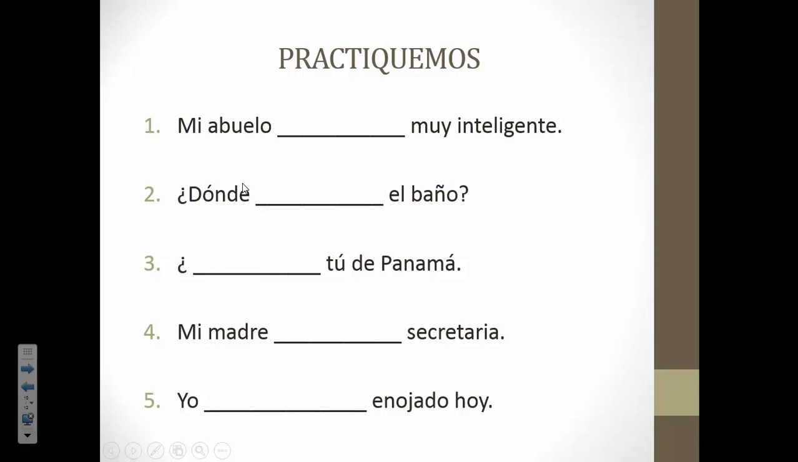Número 2, where is the bathroom? Well, for this one, it's a location, and we know that PLACE is the acronym we pull from. So location would be estar. So we would say, ¿Dónde está el baño?